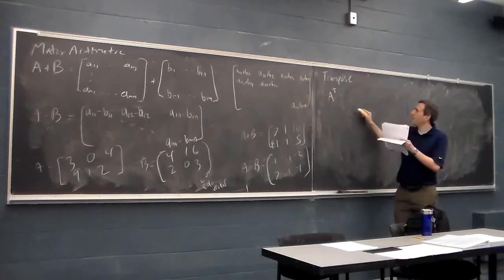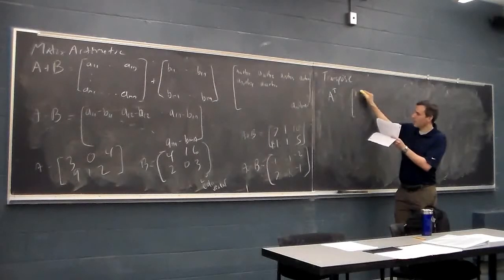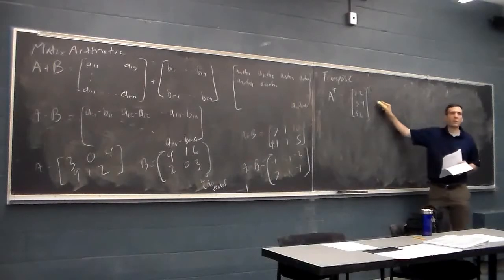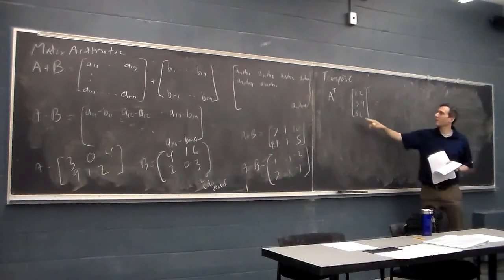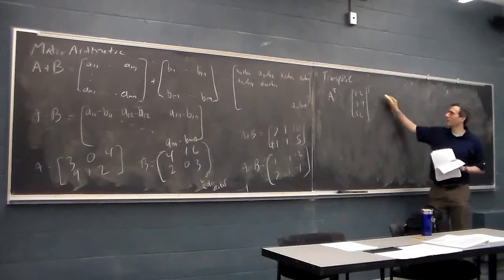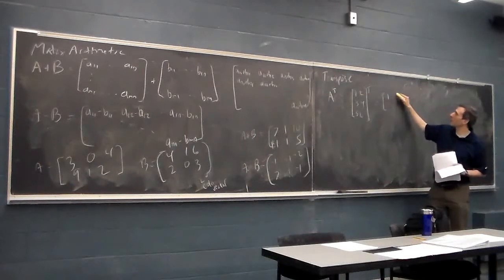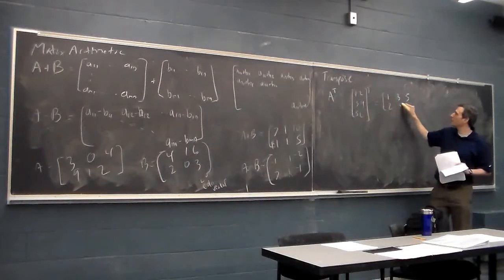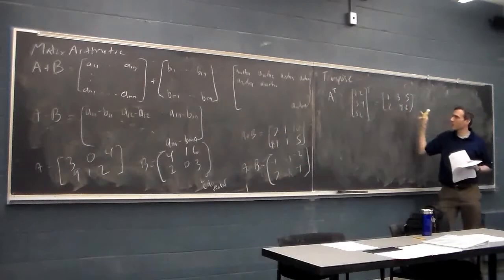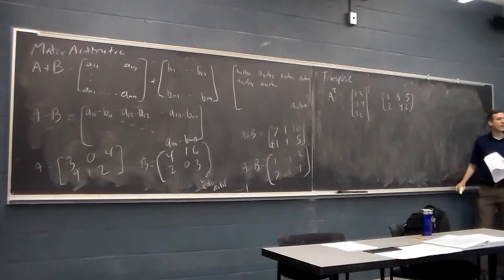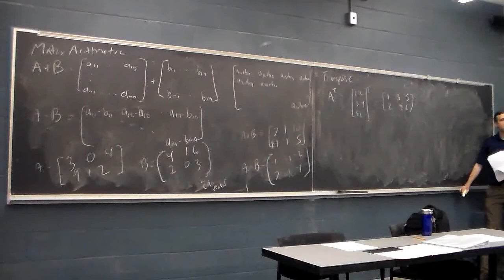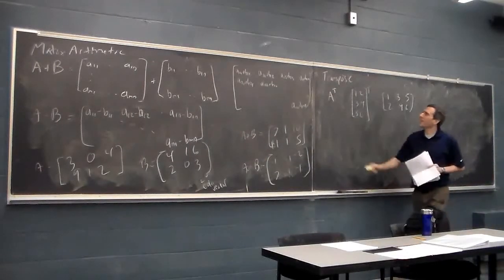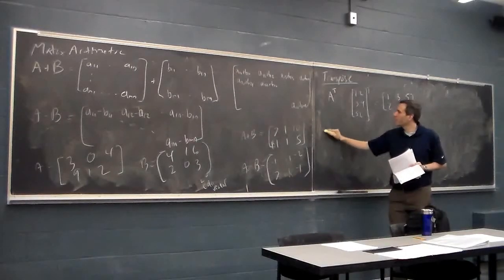So if we have a matrix, let's say 1, 2, 3, 4, 5, 6, and we take the transpose of that, then what we would do is change this M by N matrix into an N by M matrix. In this case, it would be the matrix 1, 3, 5. So column 1 becomes row 1, and 2, 4, 6. So column 2 in here becomes row 2 in here. So is that clear to everyone? Okay.